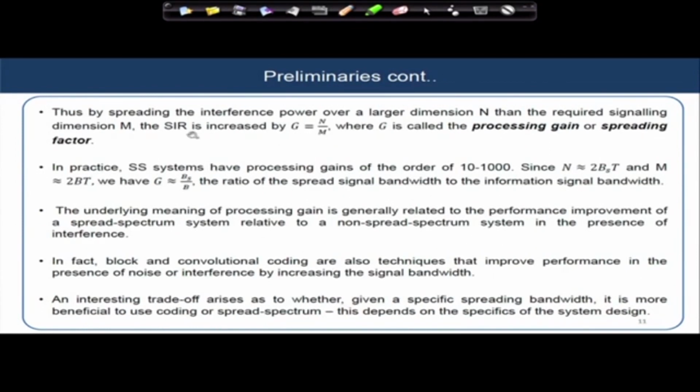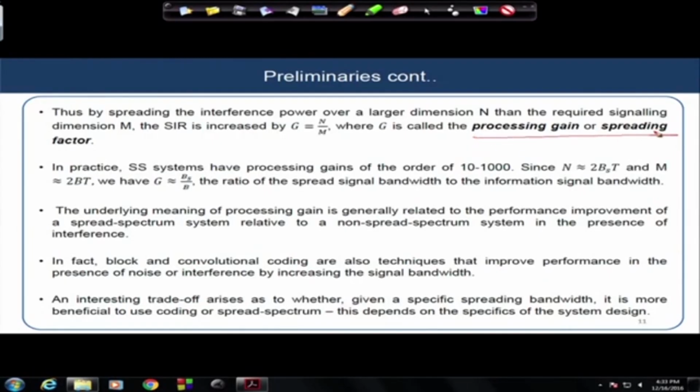The signal to interference ratio is increased by a factor of capital N by M, which we refer to here as capital G, and which we call the processing gain or the spreading factor. This is a very famous term that we will keep using in the whole syllabus. Whenever you spread a signal, you end up with a gain in the signal to noise power, and we call it a processing gain. But we are losing somewhere: we are using a redundant amount of bandwidth. At the cost of extra bandwidth, you are gaining in the signal to interference ratio.